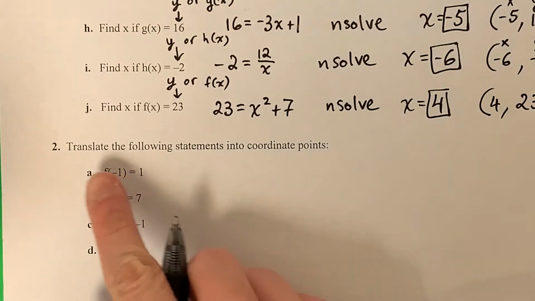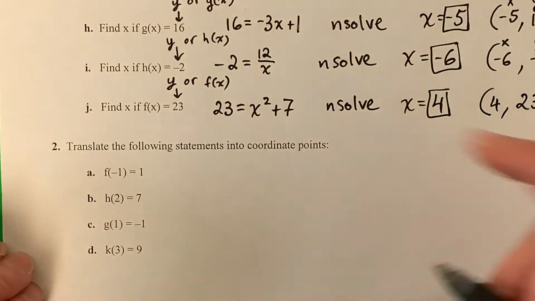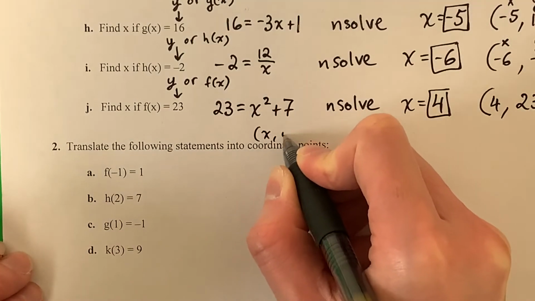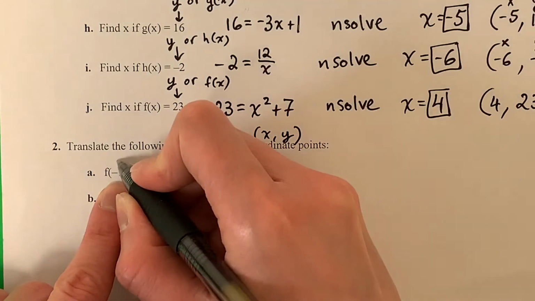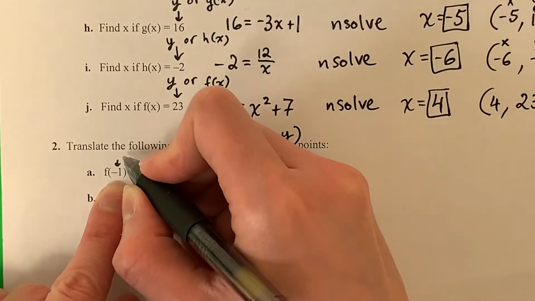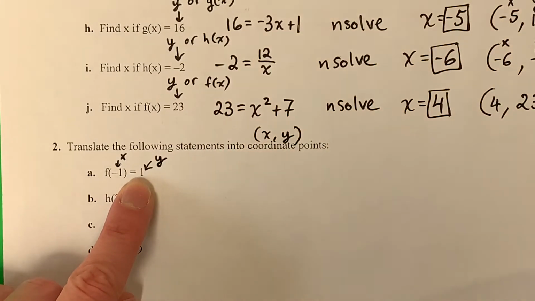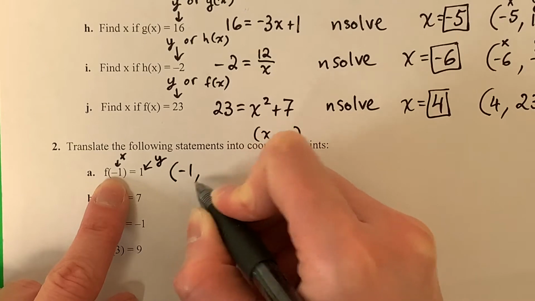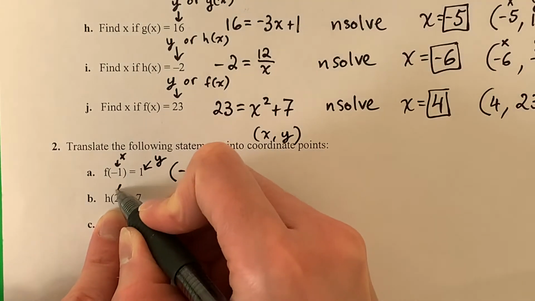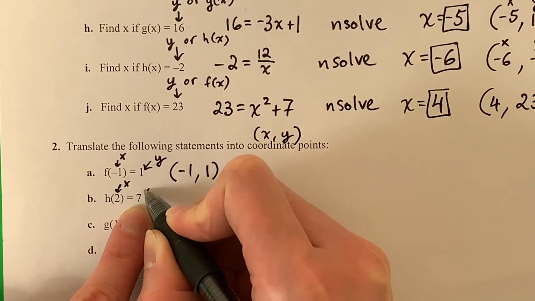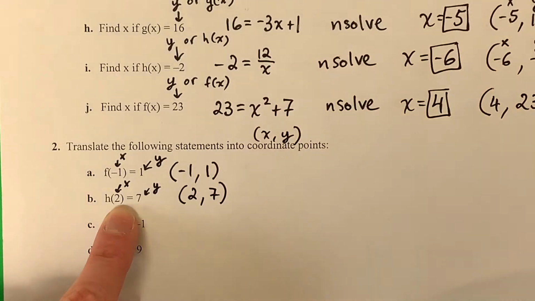This one says, translate the following statements into coordinate points. Coordinate points is ordered pairs, so x comma y. So here I have -1. It is inside the parenthesis. Inside is x. And this one is outside, so that is y. So all you have to do is -1, comma, 1. Let's do this last one. This is inside the parenthesis, it is x. This is outside, it is y. So 2, comma, 7.